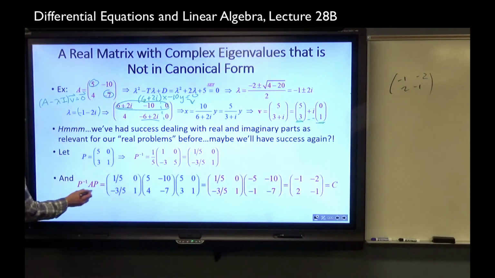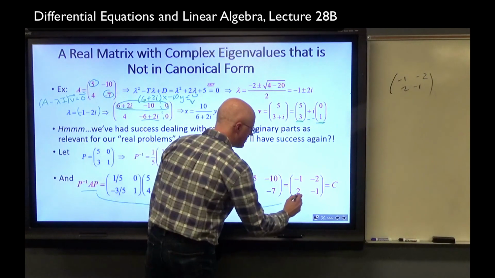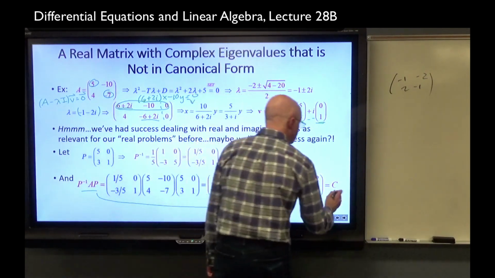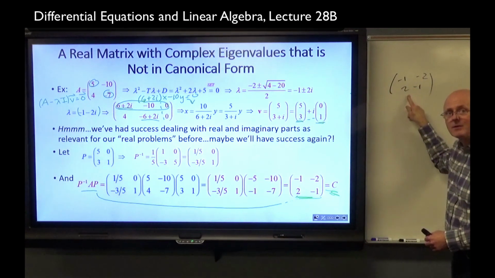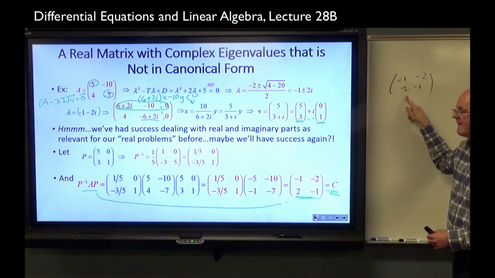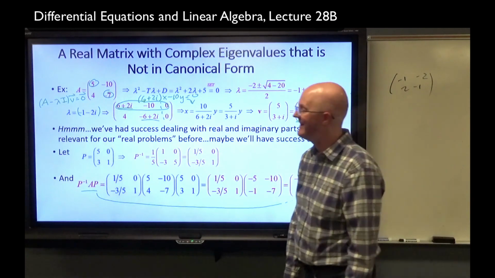P inverse times AP. You can go ahead and check all these calculations. It does equal that thing, our C matrix. It does equal the same thing we got with our other example that was already in the nice form. Go ahead and take the time to check it. It really does work. Okay?